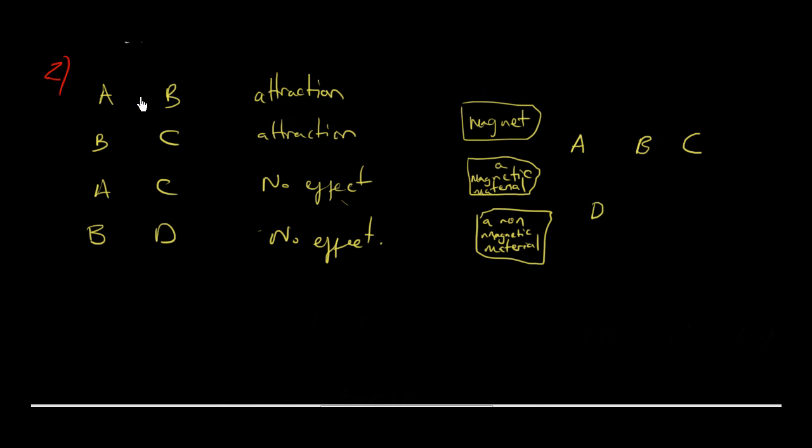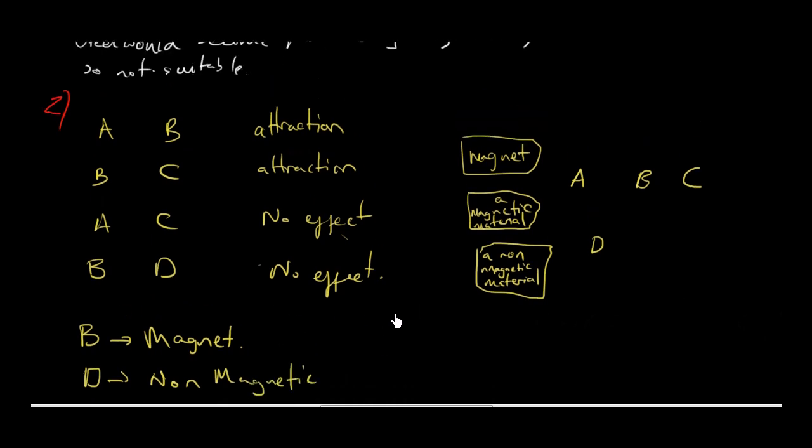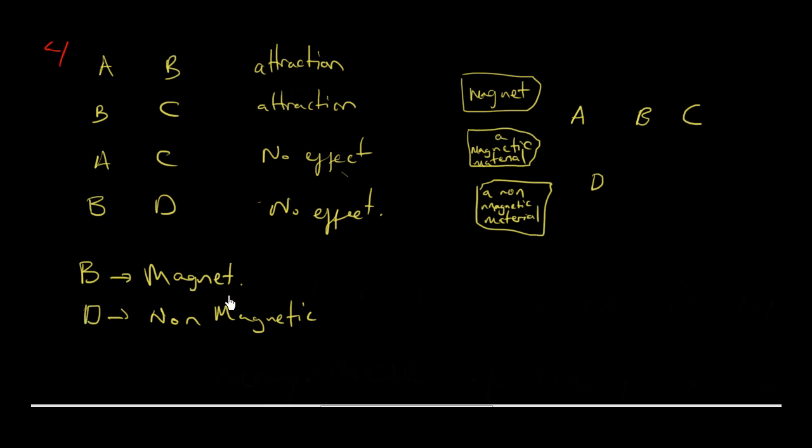Let's see, B appears in this first pair and there's an attraction, and B appears in the second pair and there's an attraction. So I'm going to assume that B is a magnet and then see whether everything else can be consistent around it. So let's put B in the magnet place. B also appears in the last one and there's no effect whatsoever. So if B is a magnet, D has to be a non-magnetic material, because if it was a magnetic material then there would be an attraction.